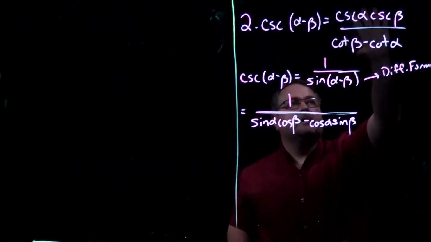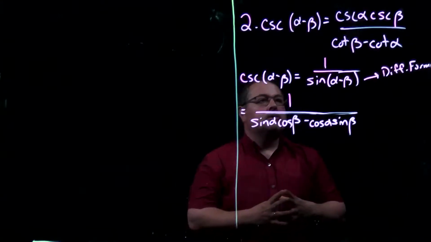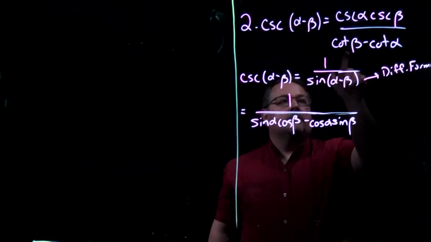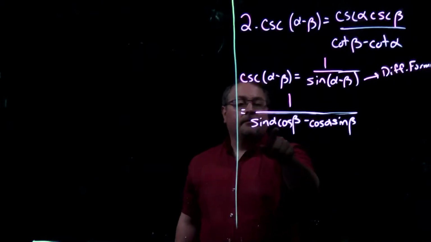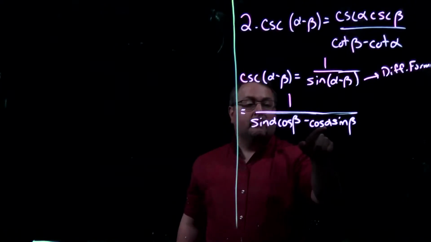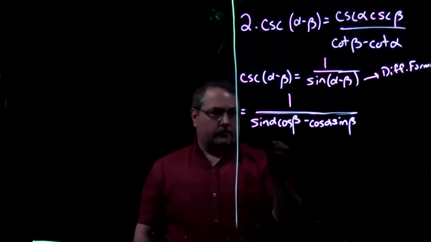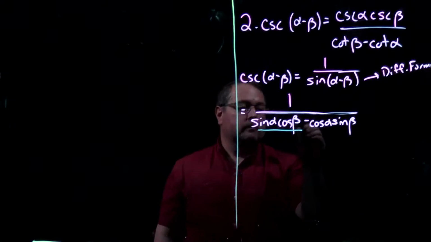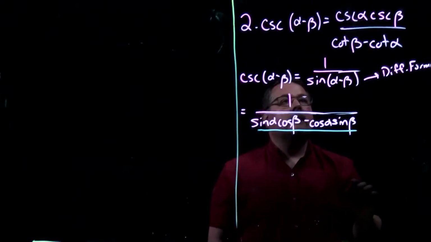So it always helps to think about your right-hand side and think about what you need to do to get there. In particular, let's look at our denominators. So we want to get to cotangent beta minus cotangent alpha. What we have is sine alpha cosine beta minus cosine alpha sine beta. So in other words, what we want to do in the denominator, we want to turn this first term into a cotangent of beta. How would we do that?